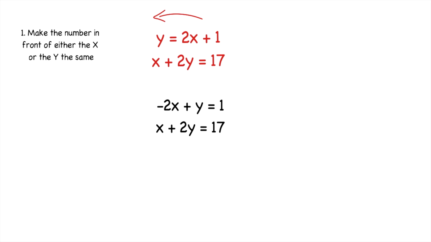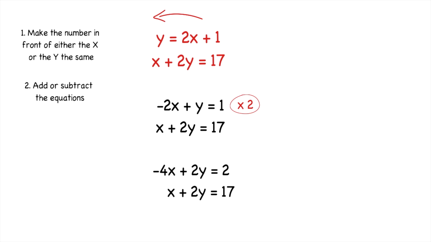I want the same number in front of the x's or the same number in front of the y's. If I times the whole of the top equation by 2, then I will get the same number in front of my y's. Now I'm going to add or subtract the equations. I'm going to take these two equations away from each other, because 2y take away 2y is nothing, and that's the goal. A minus 4x take away an x is a minus 5x, and a 2 take away a 17 is minus 15. So now I can solve my equation.